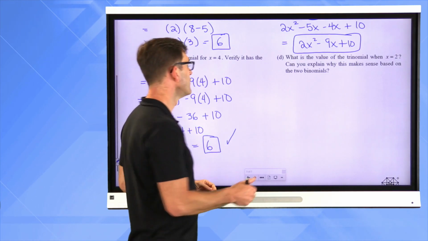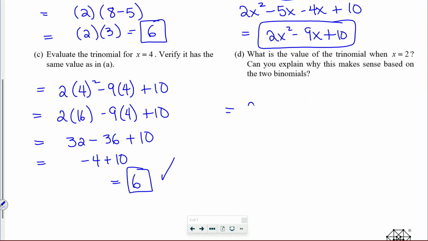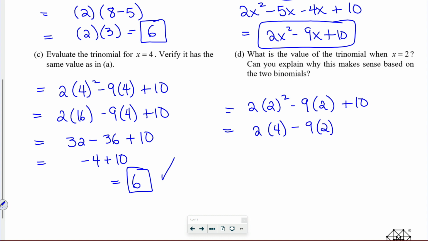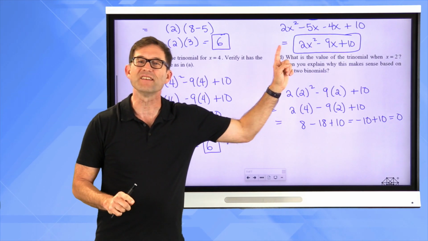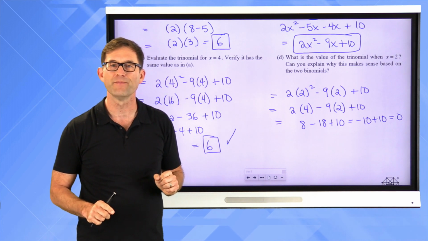All right, well, let's do it. Here I'm going to have 2 times 2 squared minus 9 times 2 plus 10. All right, I have 2 times 4 minus 9 times 2 plus 10. I'm going to have 8 minus 18 plus 10. 8 minus 18 is negative 10 plus 10, and I get 0. So x equals 2 is a 0 of this expression.